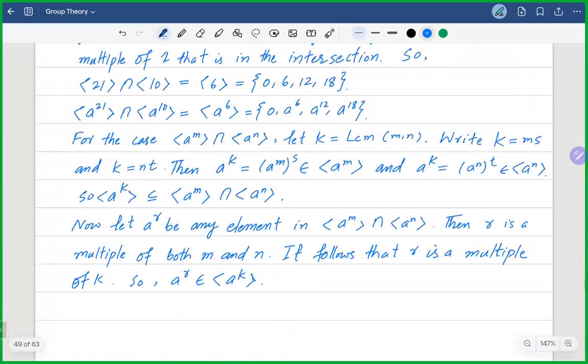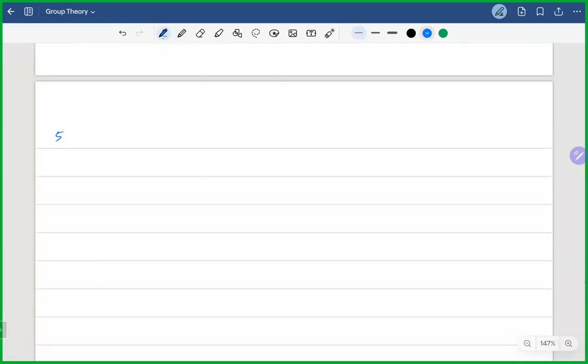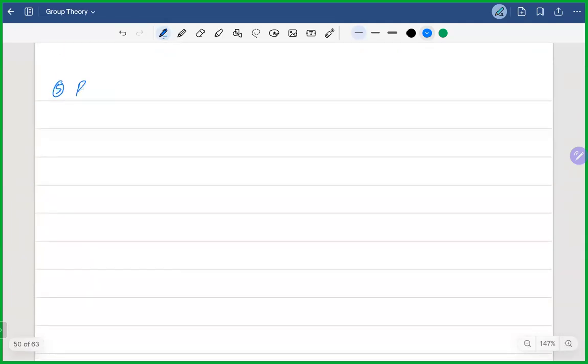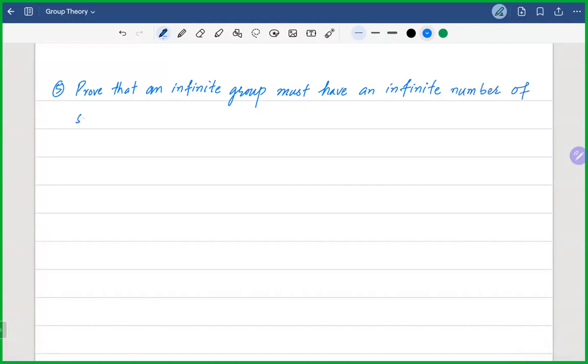So we were at number 4. Number 5 is: prove that an infinite group must have an infinite number of subgroups. Interesting. Solution.